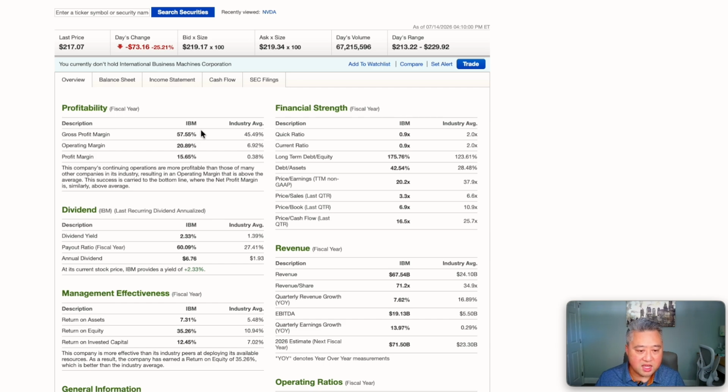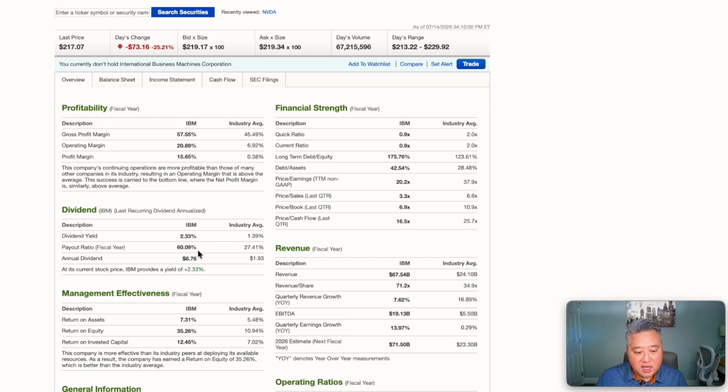And that's why they had a gross profit margin better than their industry average, better than their peers. So that's relatively healthy. It looks good. They're probably best in class for whatever they're selling.